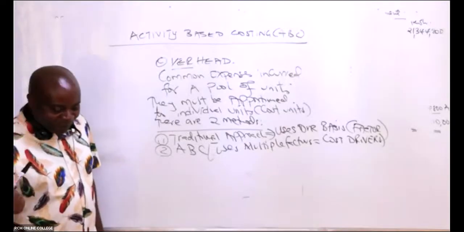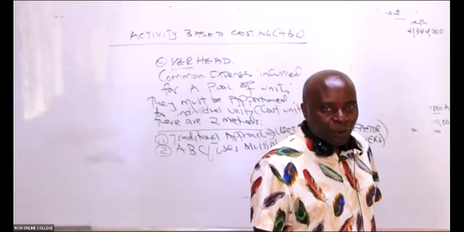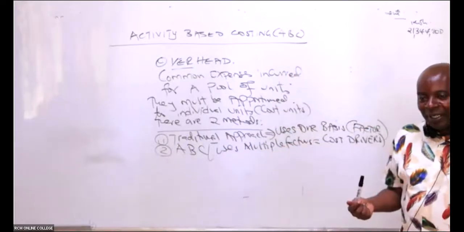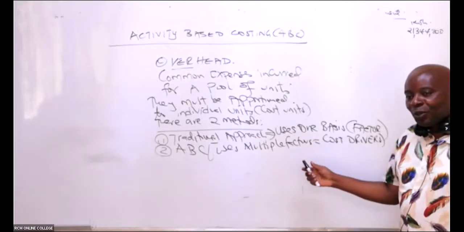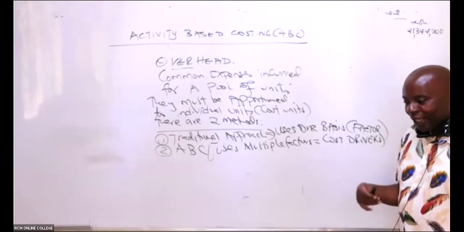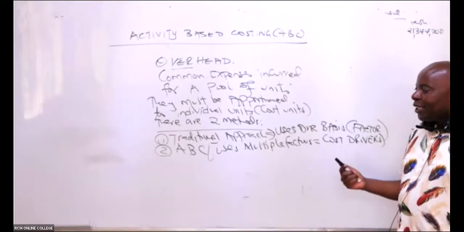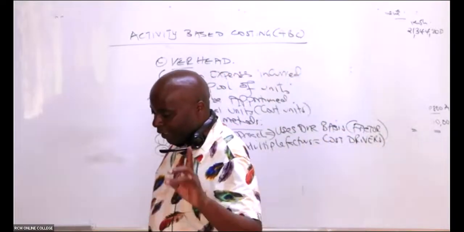So they will ask you the difference between the traditional absorption or apportionment approach vis-a-vis ABC. ABC makes use of what? Multiple factors or multiple cost drivers, and that is why it is an accurate method of estimating costs. Whereas the traditional method basically uses only one cost driver.